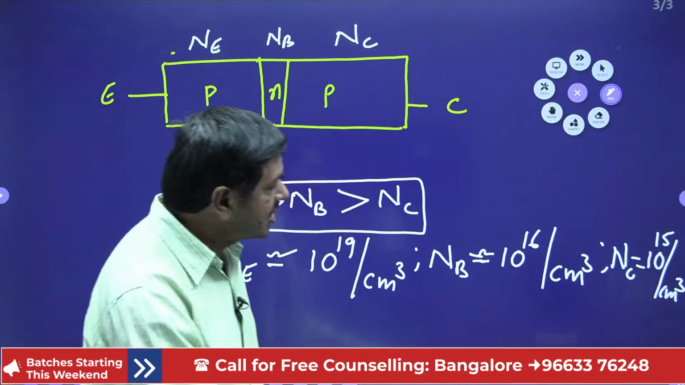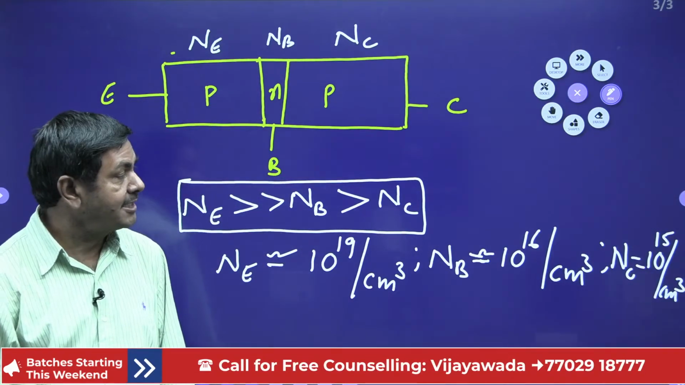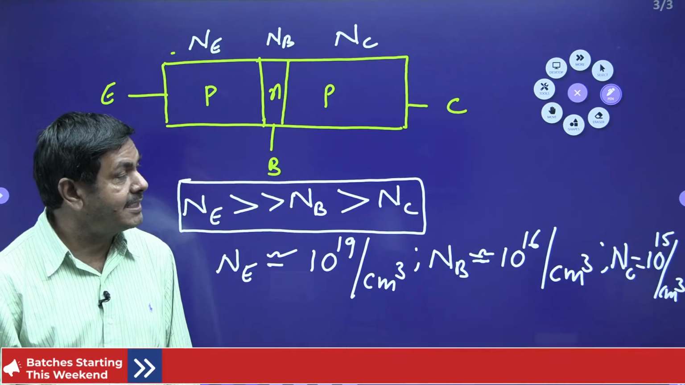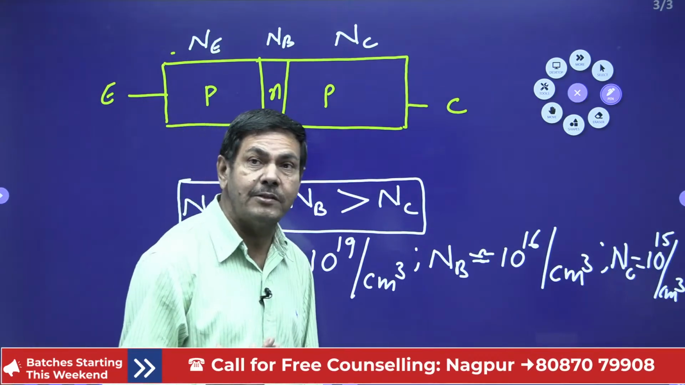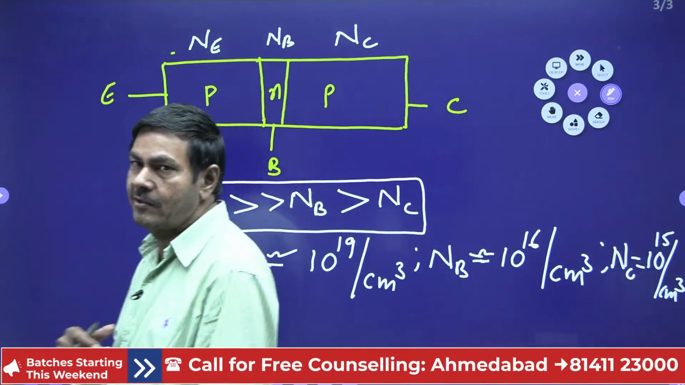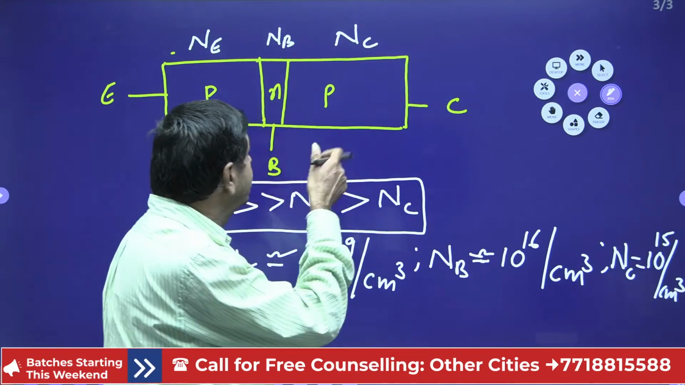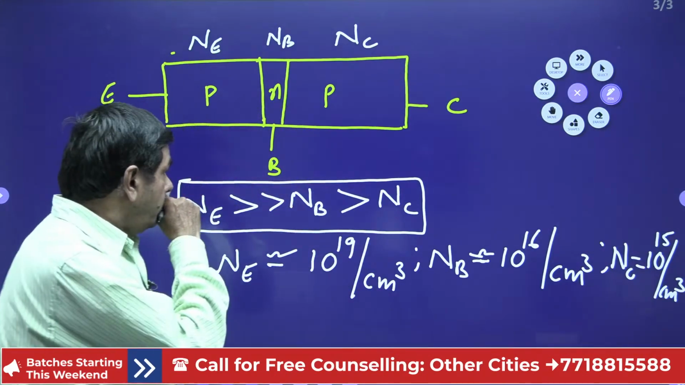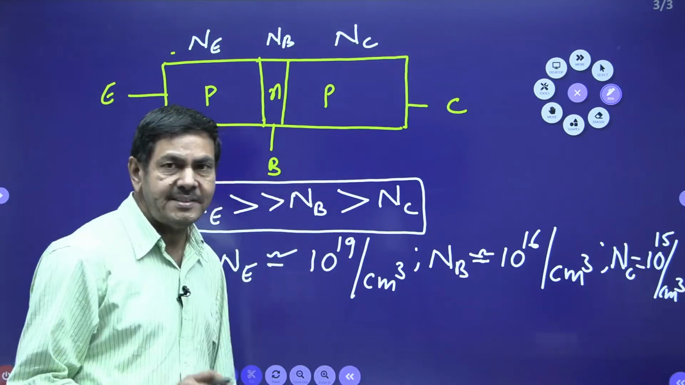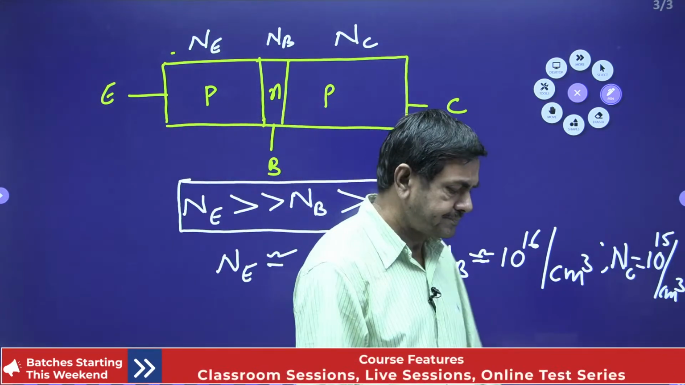Now by watching this you can understand. At the base the concentration is maintained at 10 power 16. At the collector only 10 power 15 is used. So I hope you got the idea. Such a way the concentrations are used in transistor designing. Understand my point. Those values are given.